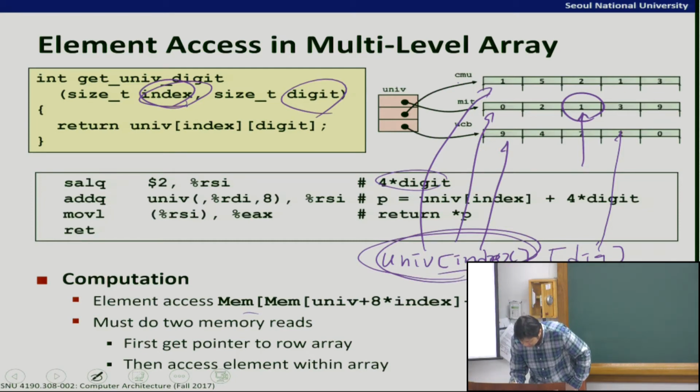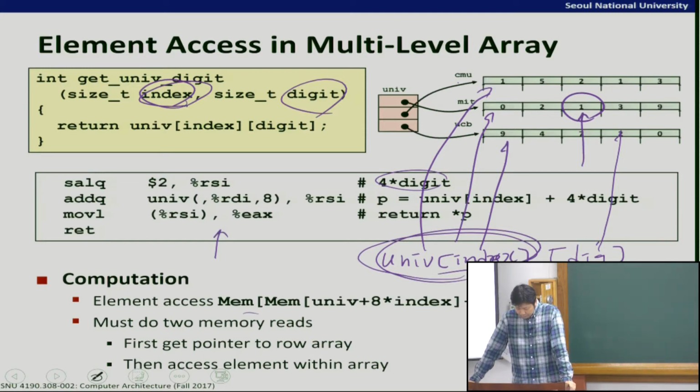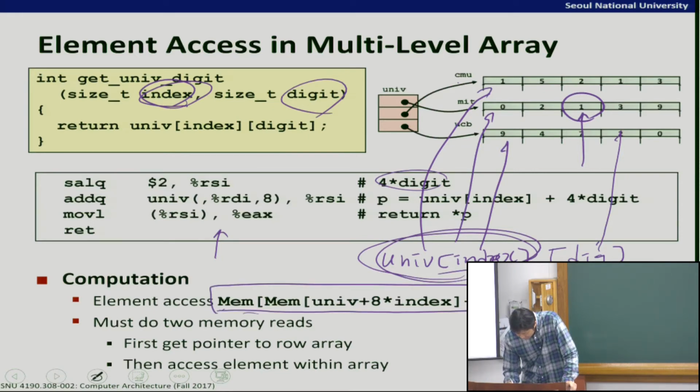So here is the code, how it works. So it first, by the way, accesses this value. Okay, so this part, mem univ times 8 times index. This one gives us the value of univ index, right?